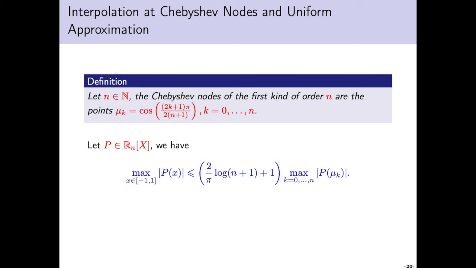Another property, which is a consequence of what I said before, but I think it's a fairly funny property. When you know the values of a polynomial at the Chebyshev nodes, you almost know the supremum norm of P. The supremum norm of P over -1, 1 is bounded by the maximum of the absolute values of P at the Chebyshev nodes, multiplied by a constant log n.